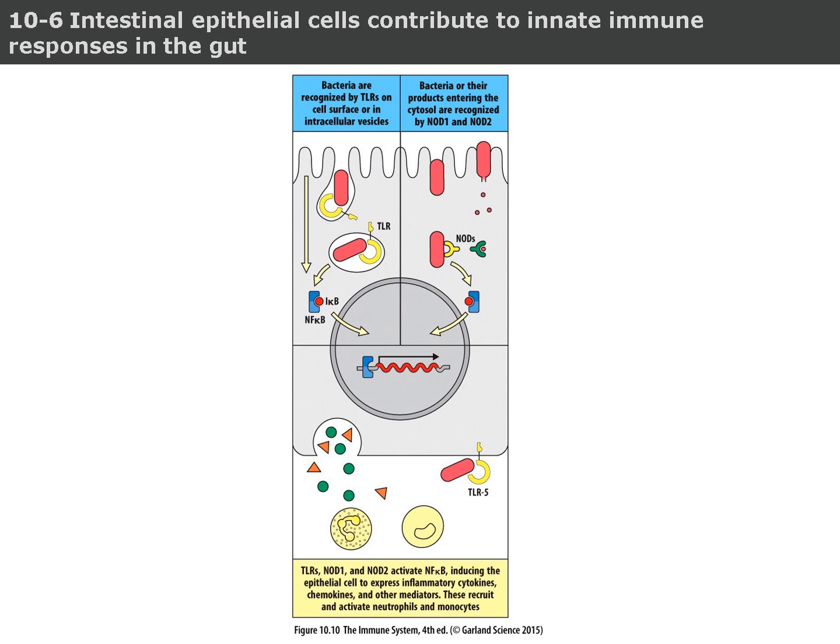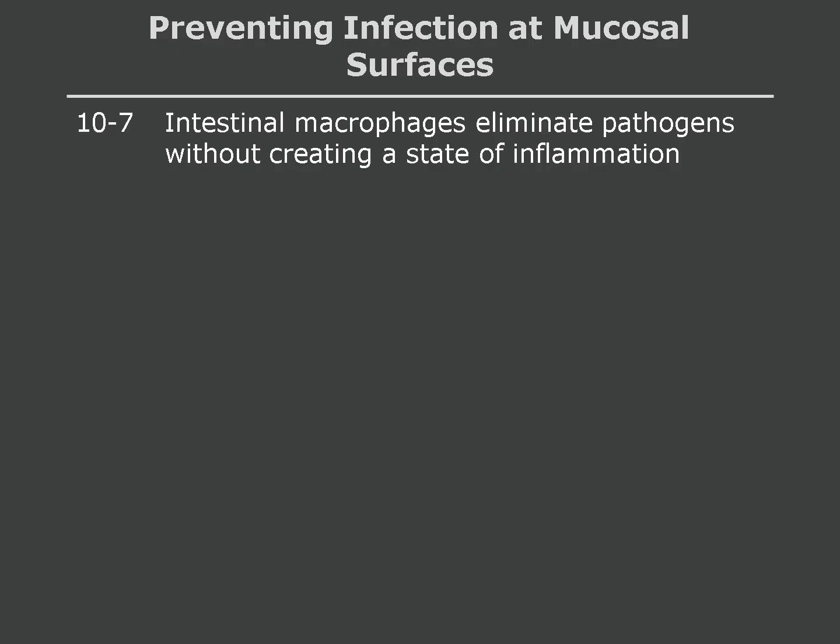Simultaneously, intracellular bacterial products that enter the cytosol are detected by NOD1 and NOD2 proteins. These receptors also activate NF-kappa B, further amplifying the inflammatory response. The activation of NF-kappa B prompts the epithelial cell to express a variety of inflammatory cytokines, chemokines, and antimicrobial molecules. These secreted signals recruit and activate neutrophils and monocytes, forming a rapid first line of defense against invading pathogens and maintaining mucosal homeostasis. Intestinal macrophages eliminate pathogens without creating a state of inflammation.